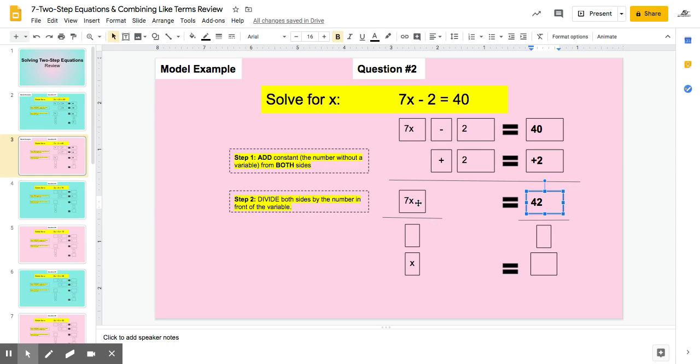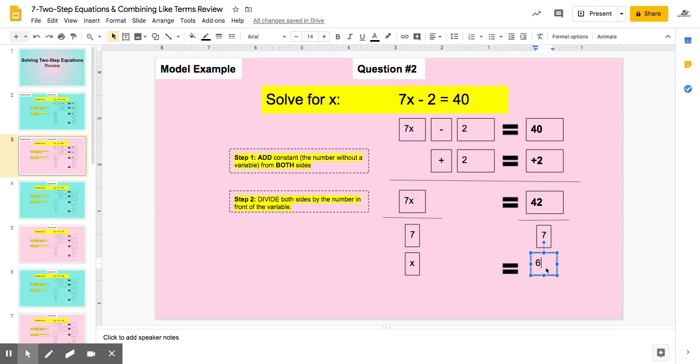Okay, now I'm going to divide 7x. I'm going to divide by the number in front of the variable. So I'm dividing by 7 on both sides. 7x divided by 7 is simply x, and 42 divided by 7 is 6.